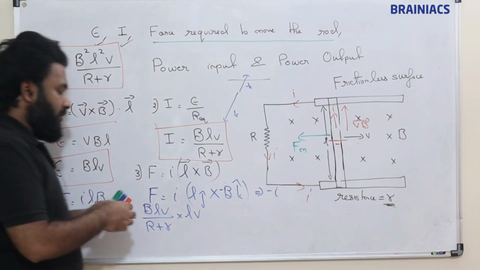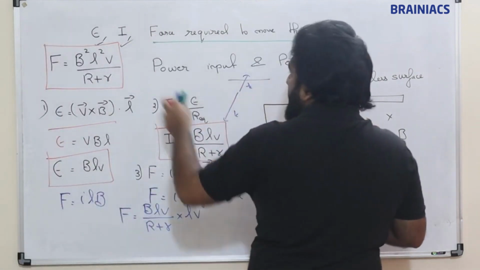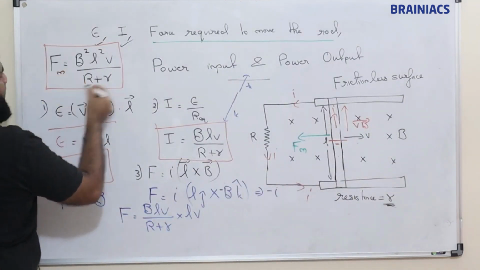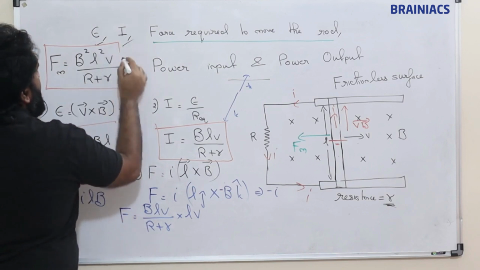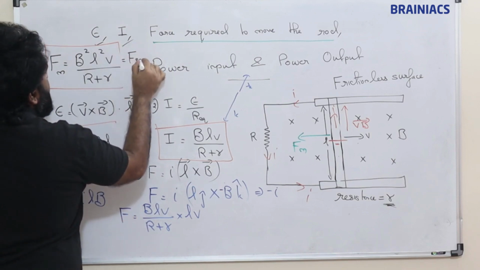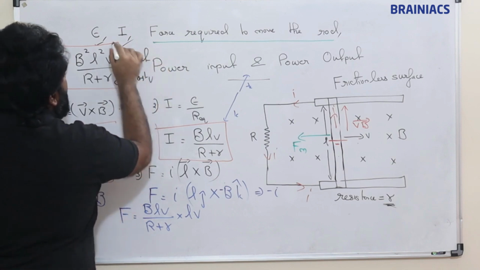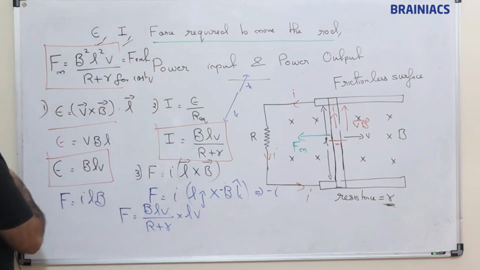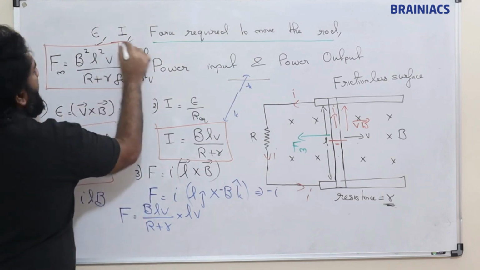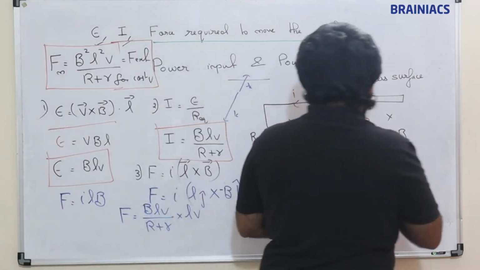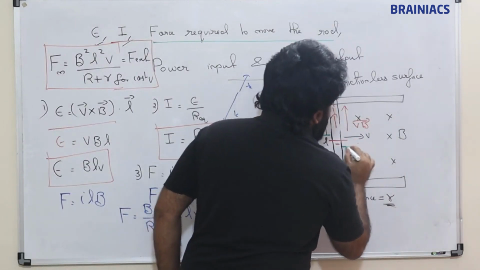So external force must be there. What we are finding out is this much magnetic force is there. So this must be the external force for constant velocity motion. In order to get a constant velocity, we have to apply the same amount of force, then only it will be moving with the constant velocity.